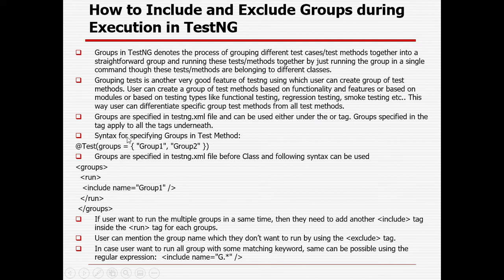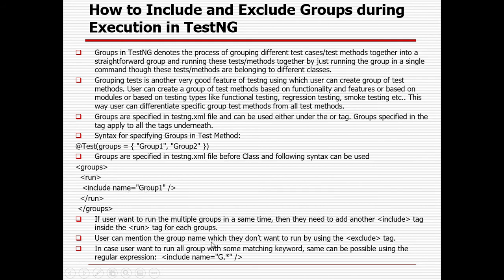So that's why we will be defining it. Whenever we are writing test cases with the @Test annotation, we will define the group like that, with brackets, and in case of multiple groups we will give commas. In the testng file we need to add this syntax: groups, run, include name, group, or the other way. If the user wants to run multiple groups at the same time, they need to add another include tag. Under the run tag we can include multiple tags, to include a specific group or to exclude a specific group as well.